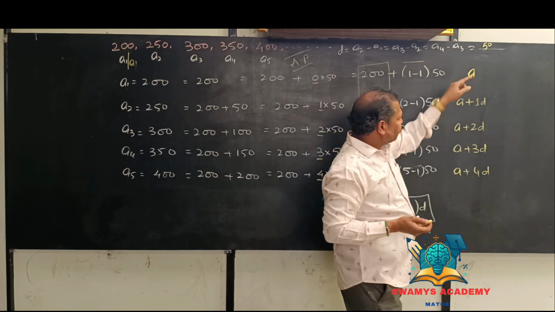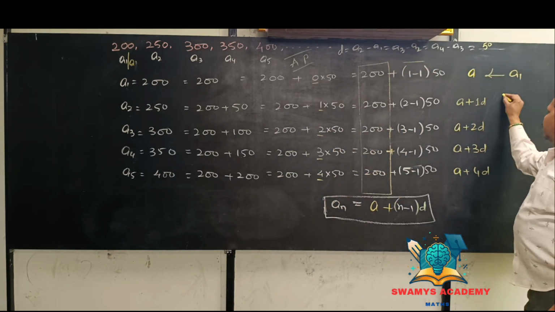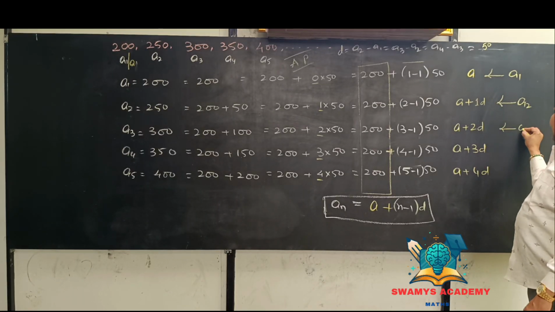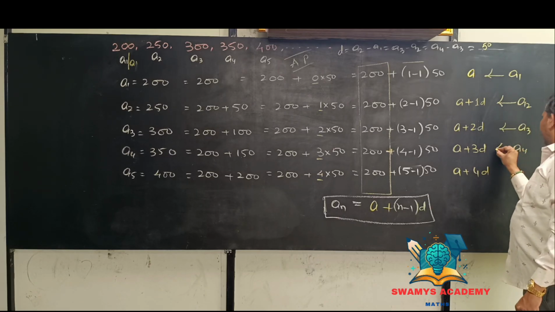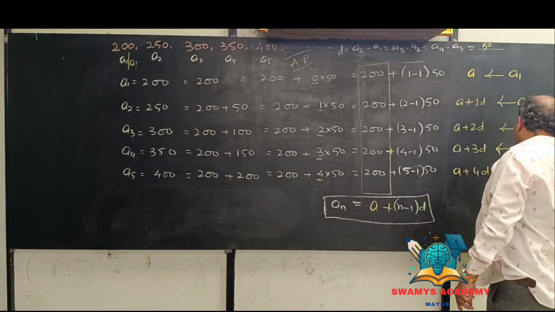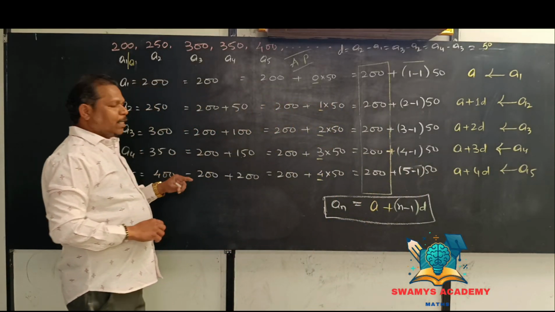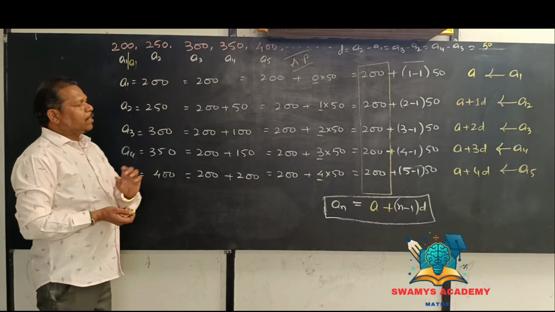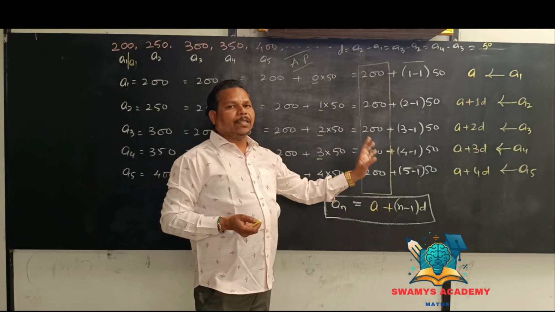a1 value is a, a2 value is a plus 1d, a3 value is a plus 2d, a4 value is a plus 3d, next a5 value is a plus 4d. an value is a plus (n minus 1)d. So the general form of arithmetic progression is a, a plus d, a plus 2d, a plus 3d, a plus 4d, and so on, a plus (n minus 1)d.